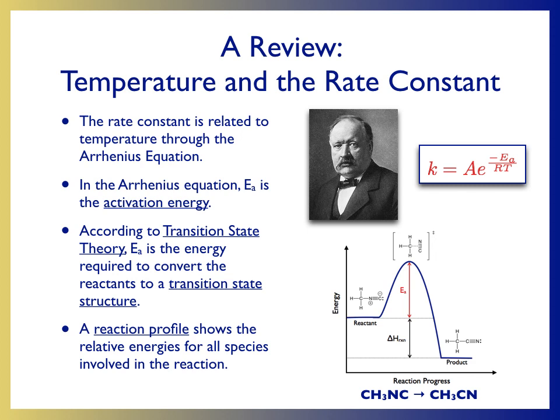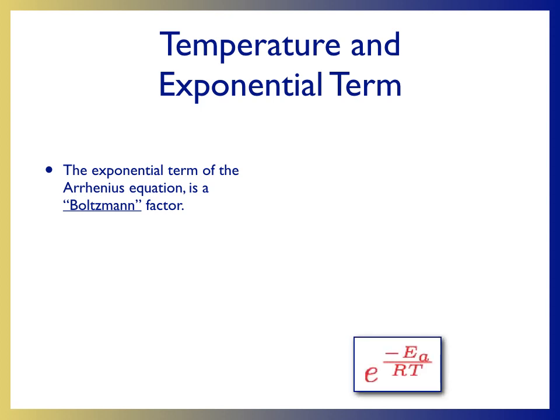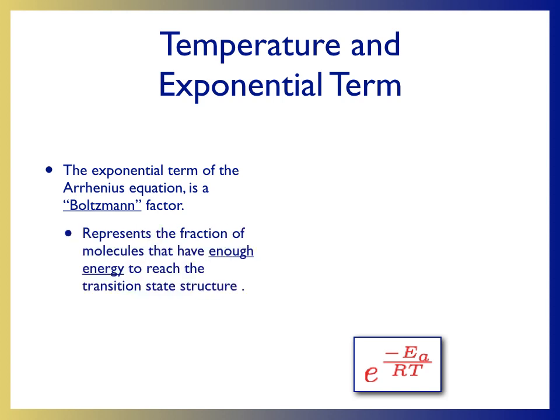Now it's time to dissect the Arrhenius equation and really look at how temperature has an effect on the rate constant. We first look at the exponential term. We call this exponential term a Boltzmann factor. Boltzmann factors always have units of e to the energy over temperature. The Boltzmann factor represents the fraction of molecules that have enough energy to reach the transition state structure.